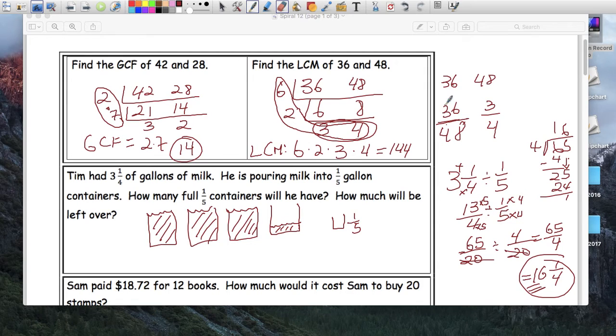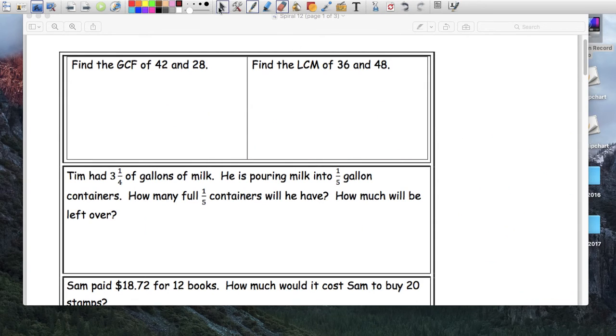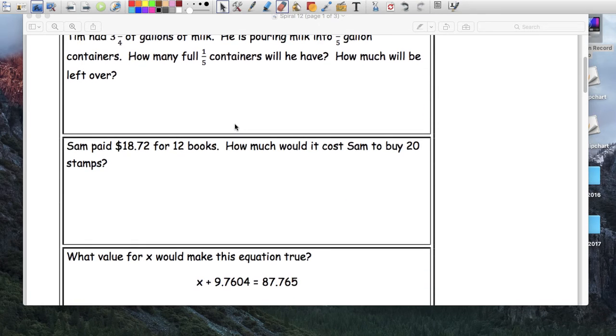Move on. We're going to move on. So Sam paid 18.72 for 12 books. How much will it cost Sam to buy 20 stamps? Okay, that makes no sense because this should be books. Okay.